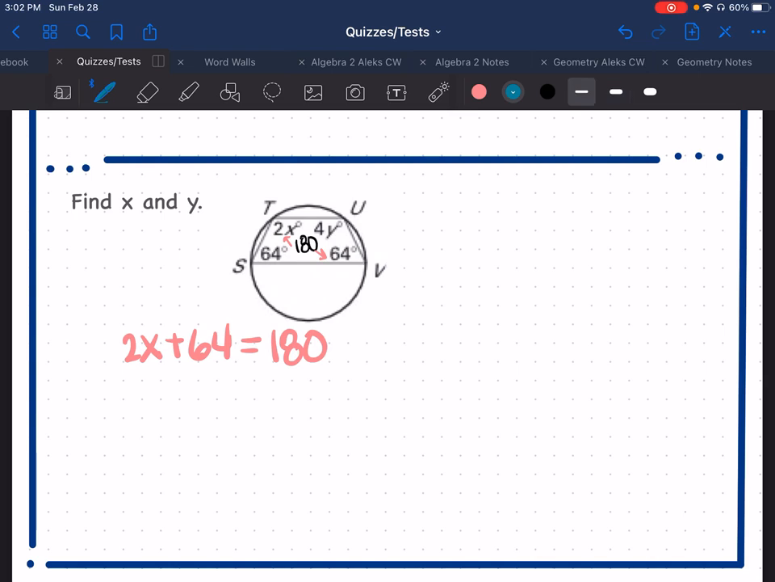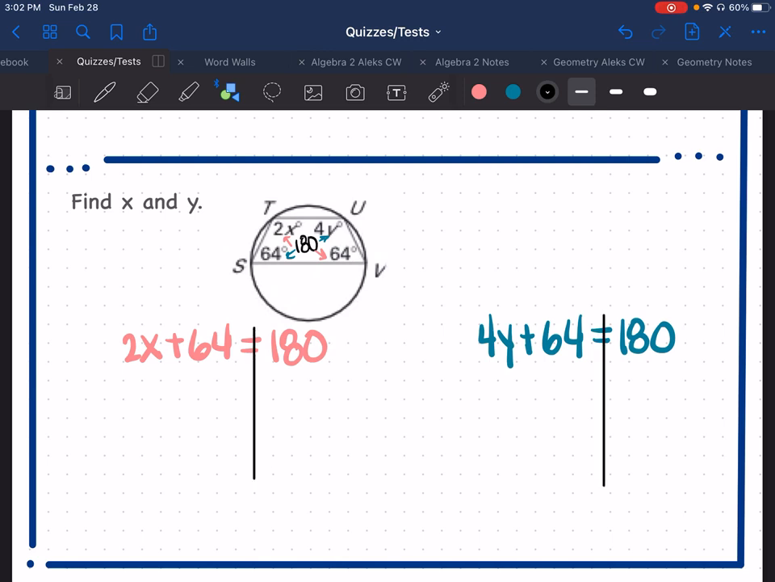I also know that the 4y and the 64 have to equal 180 degrees. So here are my two equations to solve. I'm just going to solve each one, solve for x and then solve for y. So let me go ahead and get these ready.